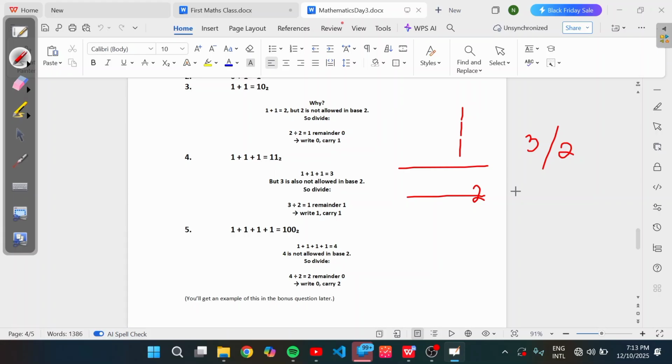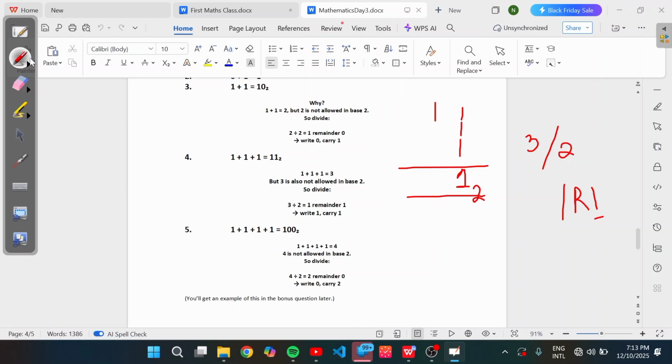So 3 divided by 2 is going to be 1 remainder 1. And what were the instructions? You write down the remainder, like here we wrote down the remainder and carried the actual number. So we're going to write down our remainder, which is this. We're going to write down 1. And then we're going to carry this one up here.